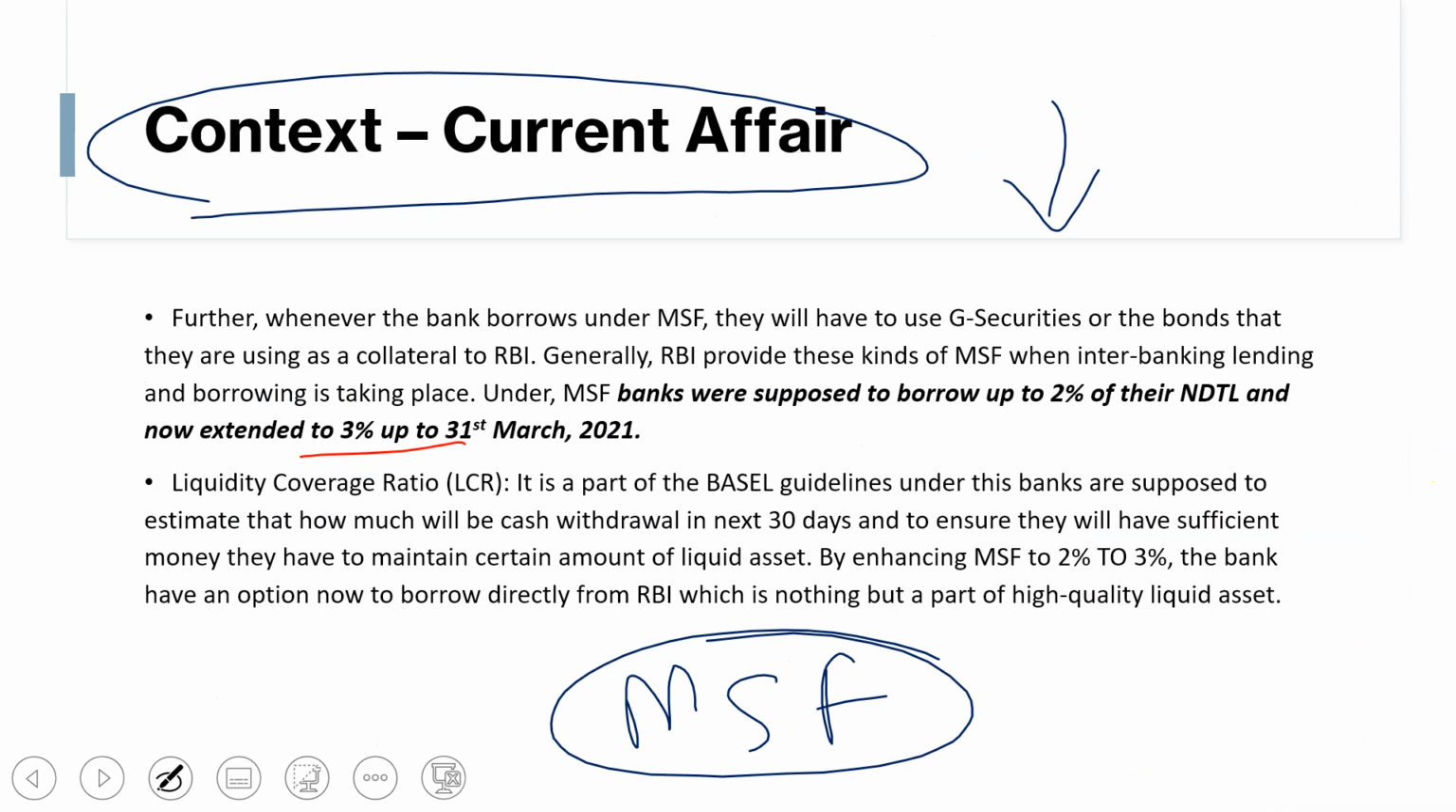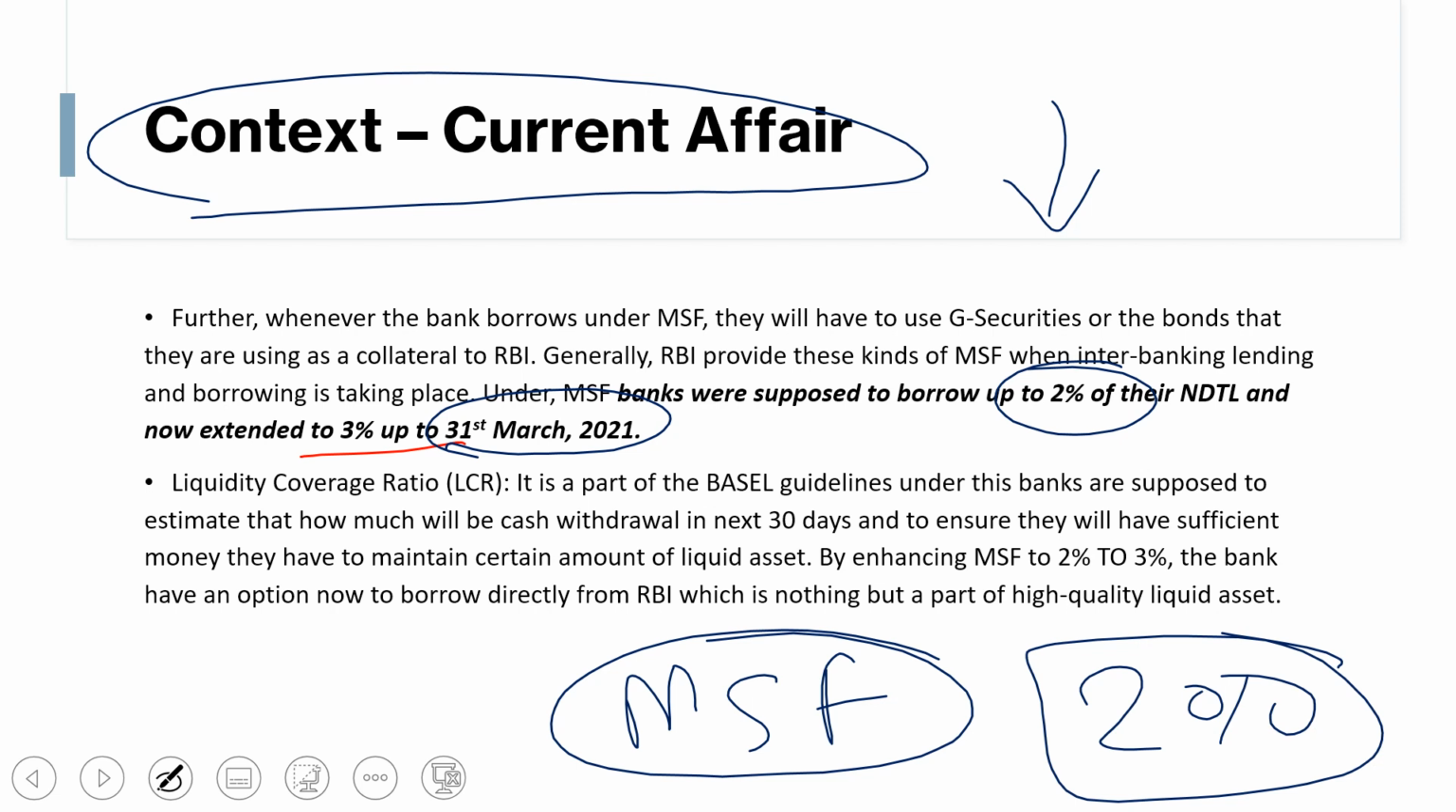So I have explained that a bank has to maintain 2% of the NDTL as given by the RBI. Now it has been increased due to the COVID situation to 3%, up to when? Till 31st March 2021. Banks can now borrow up to 3%. Till now, to maintain their liquid assets, they were allowed to borrow only 2% from the RBI. Now they can borrow up to 3%, and the rate of interest will be greater than the repo rate plus some interest, and this will be decided by the RBI only.